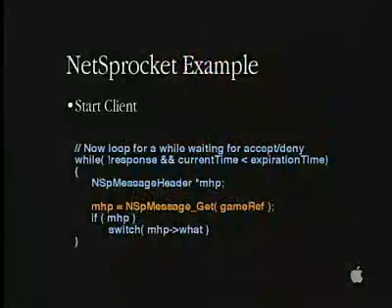Once you're in that join process, your client has tried to connect to the server. It's going to send it a message requesting to be allowed to join that game. So you're going to want to loop through looking for messages telling you whether that request is going to succeed or fail. You do this by getting messages with the NetSprocket message get, passing it the game reference for this game. You're going to switch on the type of message.